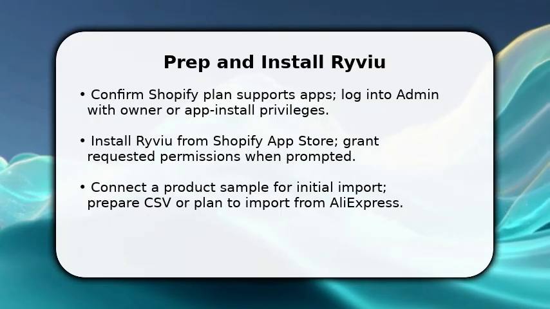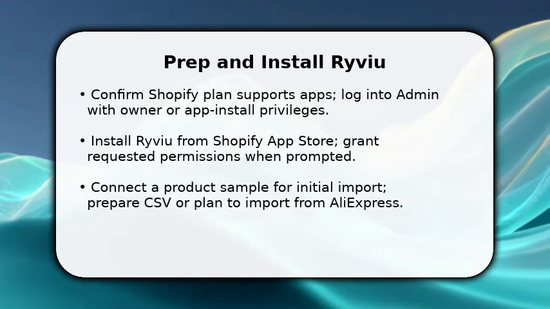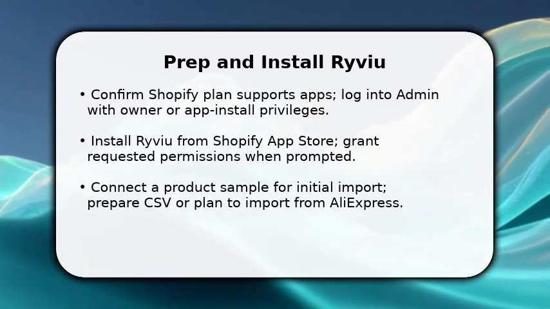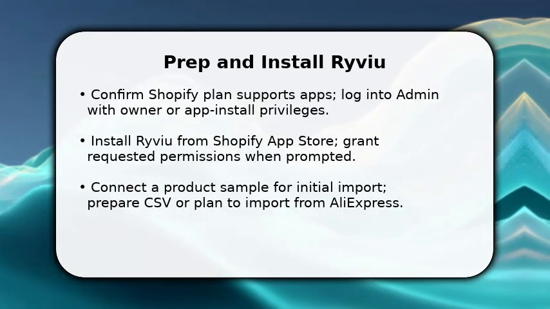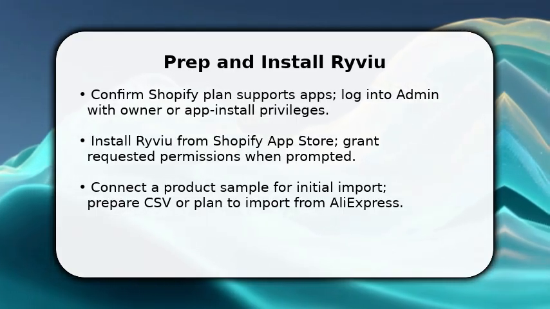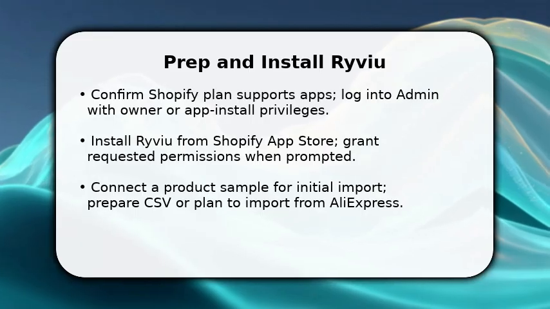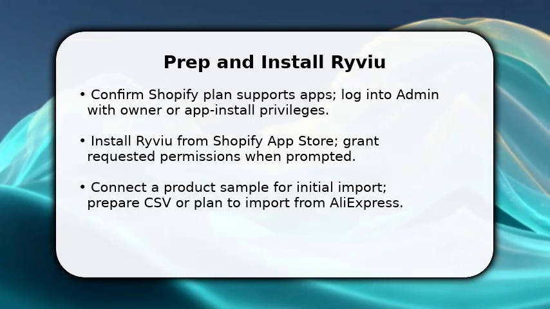You start by installing Ryviu and connecting it to your Shopify store. This gives the app the permissions it needs to read products and post reviews. Once installed, make sure you have at least one product selected for testing so imports and widgets render immediately.